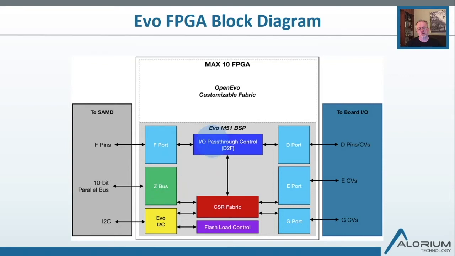We also include what we call our D2F module, which is a pass-through module that connects the F pins to the D pins such that we can control the D pins from the SAMD in a pass-through fashion. And in fact, there are no sequential elements in that path. It's purely combinatorial. So when you toggle pins on the SAMD, it appears as if those D pins or vias are directly connected to the SAMD.